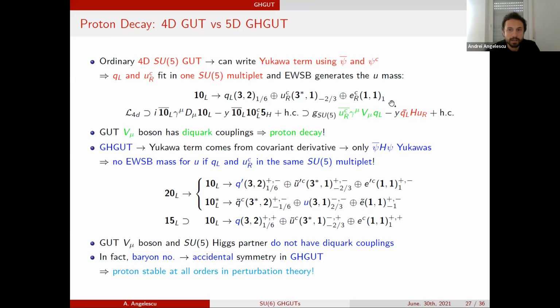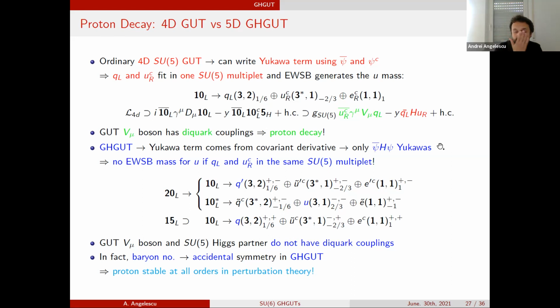However, the situation is a bit different in GHGUT because the Yukawas come from the covariant derivative. A5 has a gauge origin in the end, right? So you're no longer allowed to write such a Yukawa with psi bar and psi c. You can only write it with psi bar and psi. That forces you to embed the different quarks in different SU(5) multiplets. Otherwise, if you try to embed Q_L and u_R^c in the same multiplet, they would not talk to each other through the Higgs, so they would not get any mass from Higgs symmetry breaking. So that's clearly excluded. You embed them in different SU(5) multiplets, and because of that, V_mu will not connect them in any way, because you're always going to have connections like this: Q to this exotic quark, or U here to this exotic quark, and similarly here. So that's something very nice.